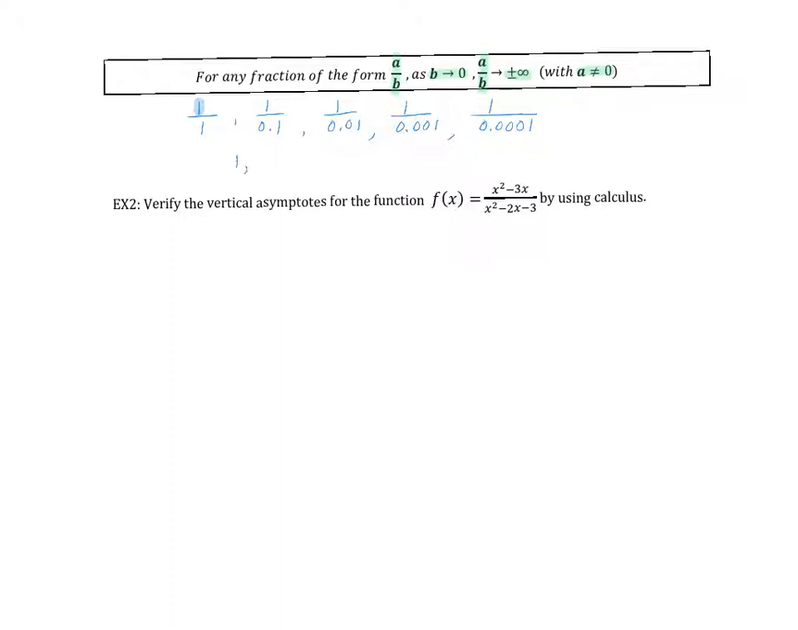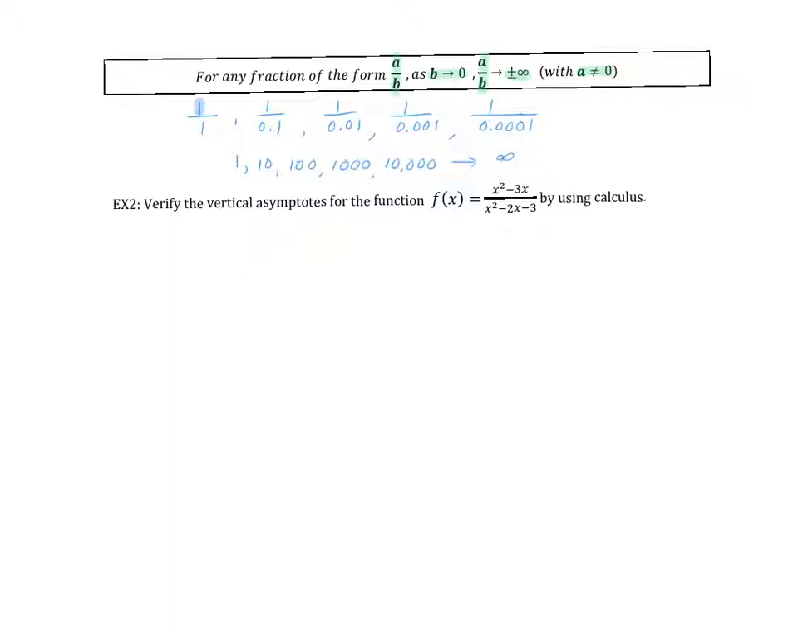that this is 1, 10, 100, 1,000, 10,000, and so on. So this is approaching positive infinity. If the denominator gets smaller and smaller and smaller and the numerator remains fixed, then the fraction is going to approach negative or positive infinity. And that's what we're going to use when we evaluate it. Just determine whether your denominator is negative or positive, and then you'll either have a negative or a positive infinity.